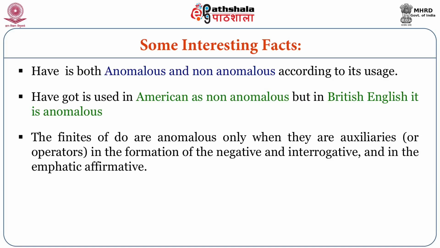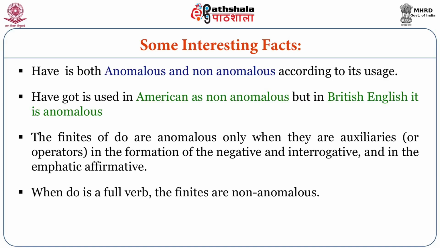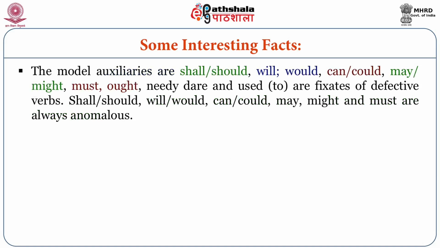The finites of do are anomalous only when they are auxiliaries or operators in the formation of the negative and interrogative and in the emphatic affirmative. When do is a full verb, the finites are non-anomalous. The modal auxiliaries are shall, should, will, would, can, could, may, might, must, ought, need, dare, and used, all defective verbs. Shall, should, will, would, can, could, may, might, and must are always anomalous.